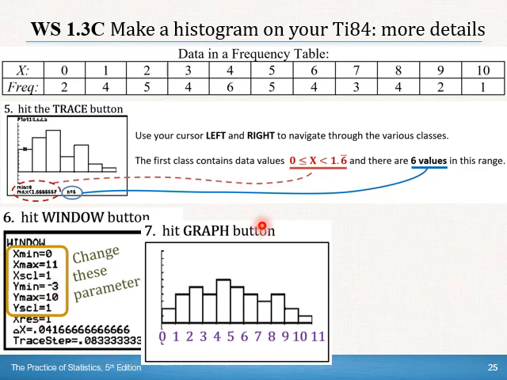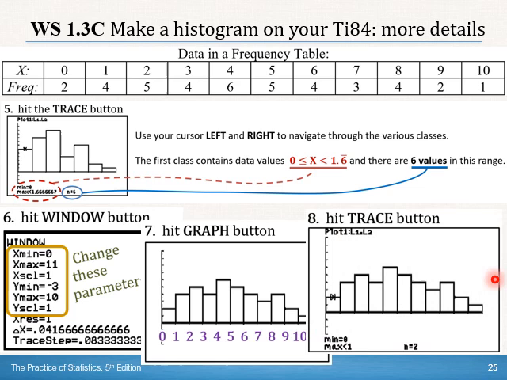Once you hit graph, you can again hit the trace button, and you can see the first class is from 0 up to, but not including 1. Now this data is all integers, so it's nicer plugging it in, but these classes make more sense with the data that we have. It also tells you that there were 2, which corresponds to the frequency 2 down below.